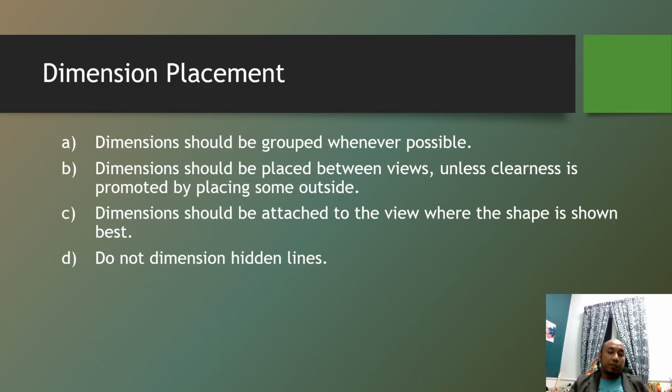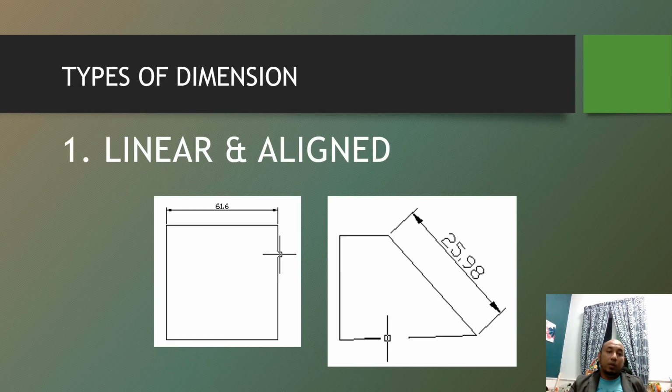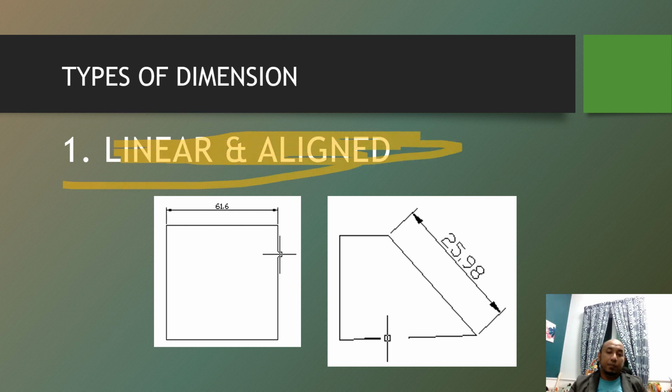So the dimension placement. Dimensions should be grouped wherever possible. Dimensions should be placed between the views, unless clarity is promoted by placing some outside. Dimensions should be attached to the view where the shape is shown best. Do not dimension hidden lines. Okay. For example, correctly dimensioned. Kat sini nampak. And then types of dimension, they have linear and aligned. Like this.